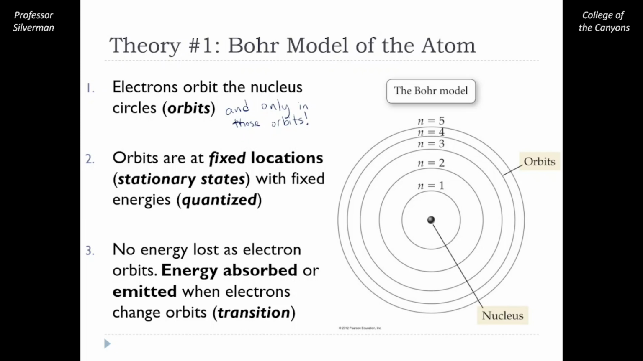These orbits that our electrons can exist in, they have fixed locations and fixed energies. This is what we call a quantized system. There are only specific quantities of energy that the electrons are allowed to have. This is radical and new and strange.